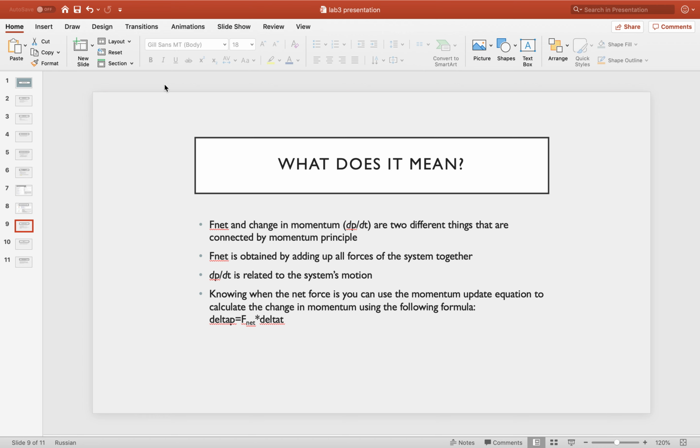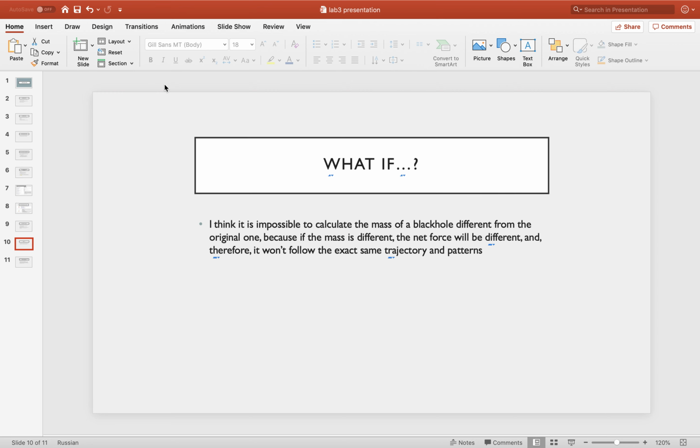Now let's discuss how the net force and its parallel and perpendicular components are different from the rate of change of momentum and its parallel and perpendicular components. Fnet and the change in momentum dp/dt are two different things that are connected by the momentum principle. Net force is obtained by adding up all forces of the system together. dp/dt is related to the system's motion. Knowing the net force, you can use the momentum update equation to calculate the change in the momentum using the following formula: delta p equals Fnet times delta t.